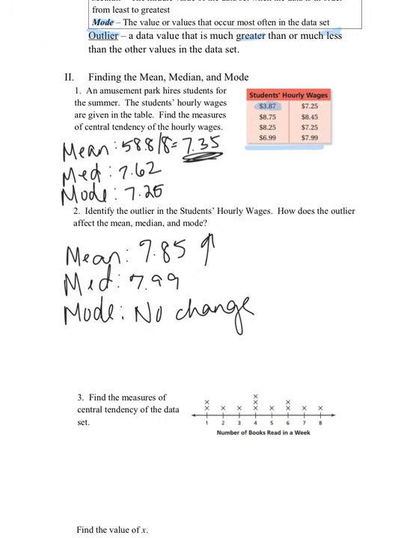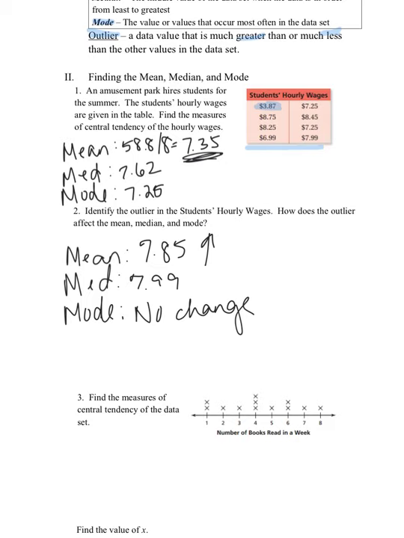You'll find that your mean went up to $7.85. Your median was at about $7.99. Your mode didn't change when you took that outlier out. So $7.85 for your mean is more representative of the data. When you have an outlier, the mean is skewed the most. It's going to affect that value the most.